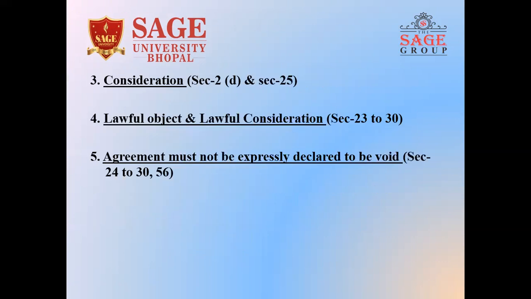Next is consideration. It is defined under Section 2(d) and Section 25. Next is lawful object and lawful consideration. It is included under Section 23 to Section 30. Next is that the agreement must not be expressly declared to be void, Section 24 to 30 and Section 56.